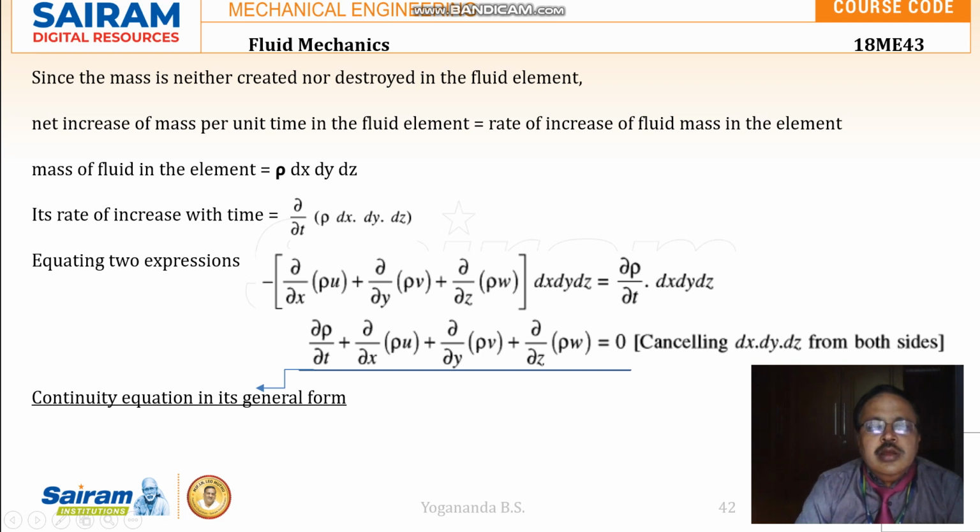we have here del rho by del t. Taking all these three terms to this side, minus becomes plus here, and on this side 0 is left. So del rho by del t plus del by del x of rho u plus del by del y of rho v plus del by del z of rho w is equal to 0. This is the continuity equation in its general form.